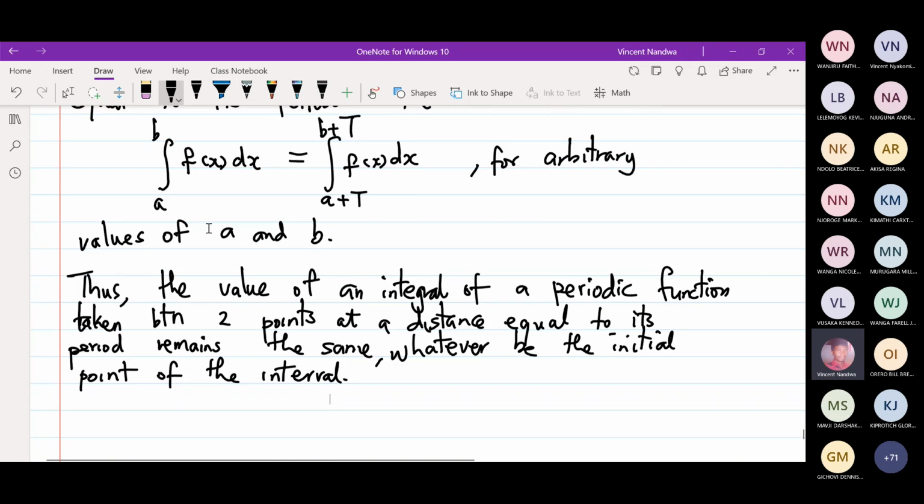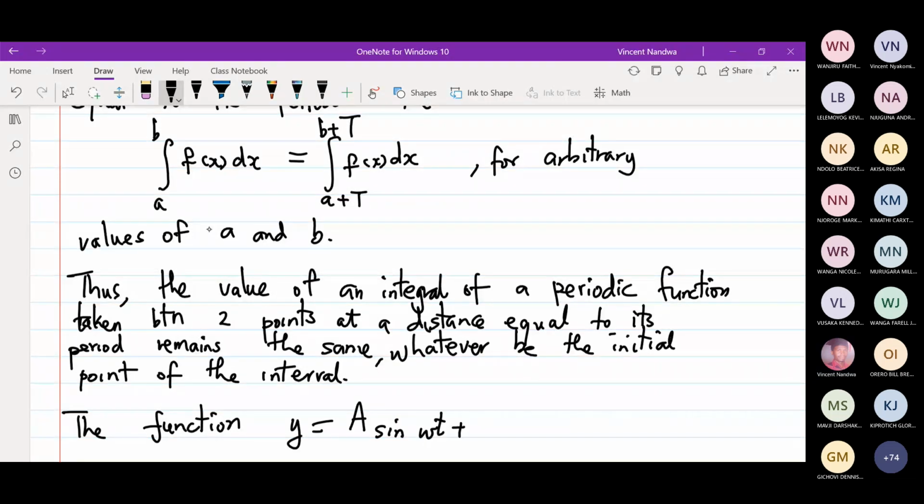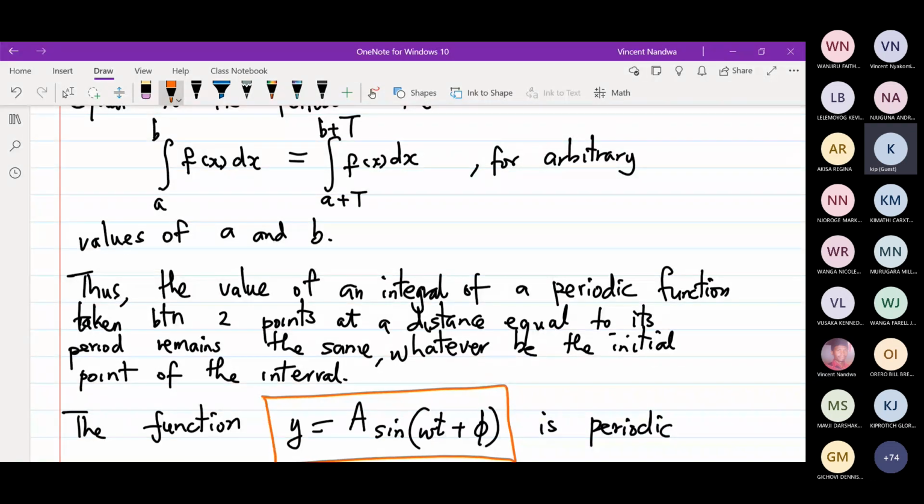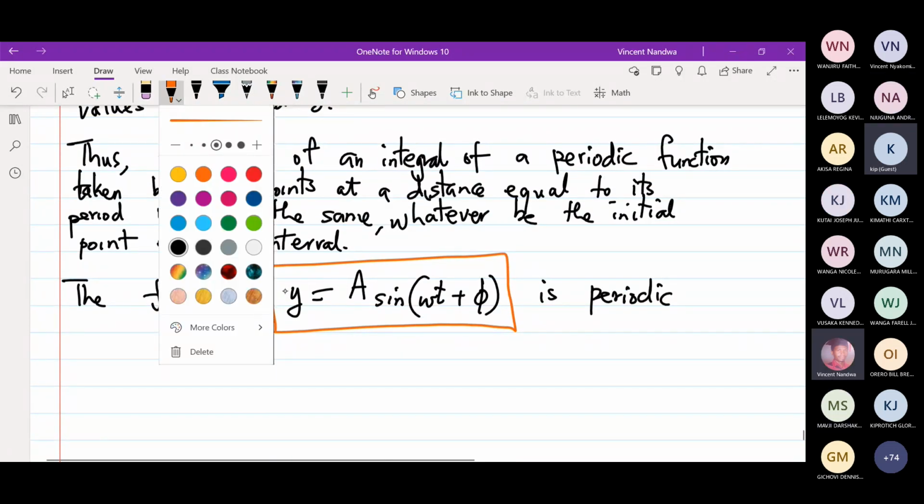So to our list of examples of periodic functions, also the function y equals A sine of omega t plus phi is periodic. What name do we give to this function from what we did in first year in applied math? Special name given to this? Wave. No, this is a wave, yes, but a wave defining which type of motion? Simple harmonic motion. Yes, correct. So this equation defines simple harmonic motion.